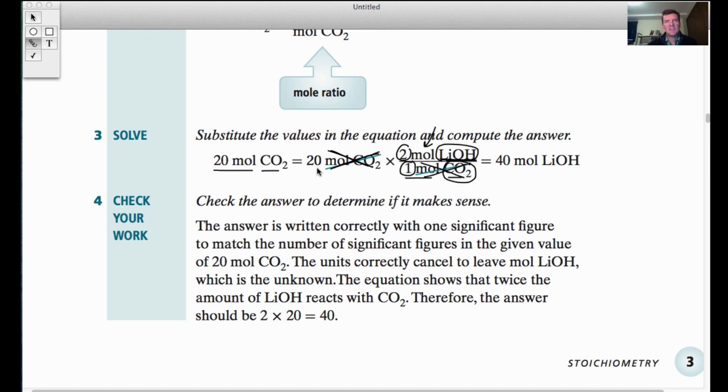And so that tells me the operation I need to do. I need to take 20 moles of the carbon dioxide and multiply by a ratio of 2 to 1. And when the moles of carbon dioxide units cancel, I'm left with moles of lithium hydroxide. 20 times 2 is going to tell me I need 40 moles of lithium hydroxide. Okay?